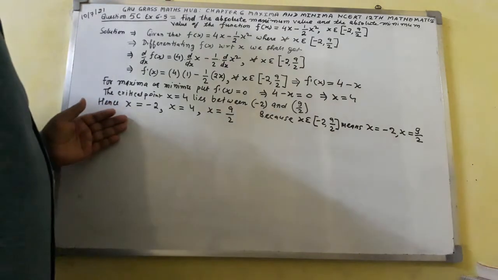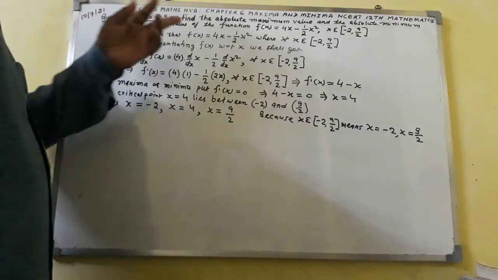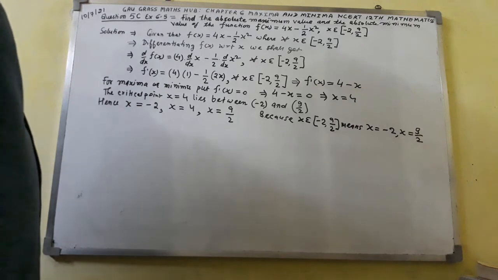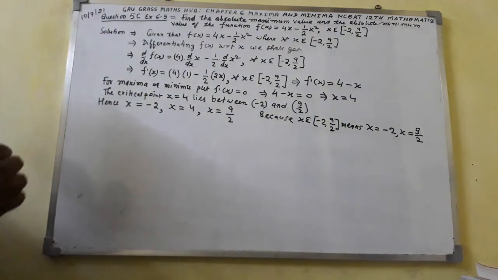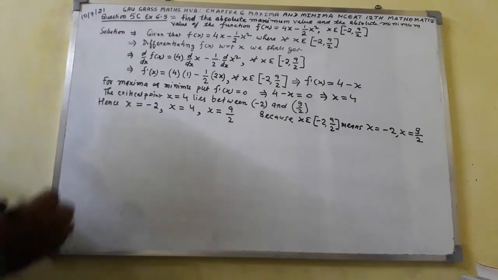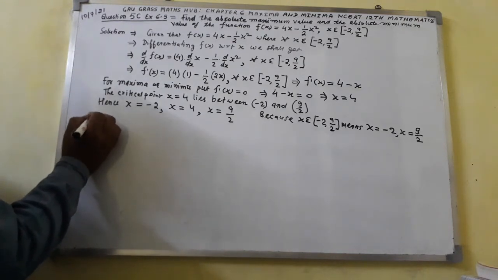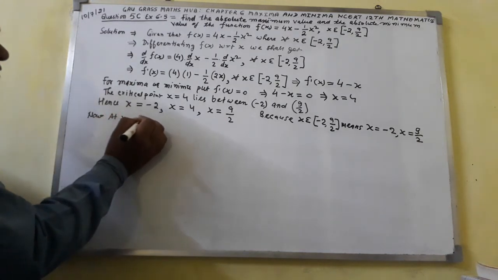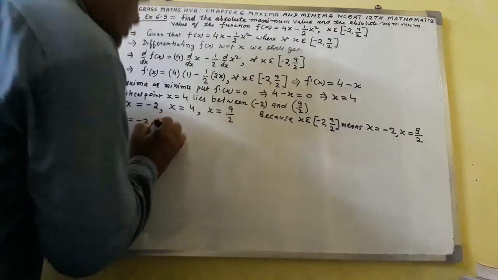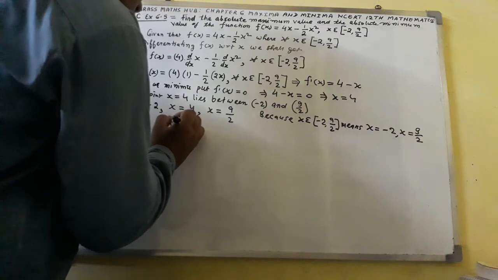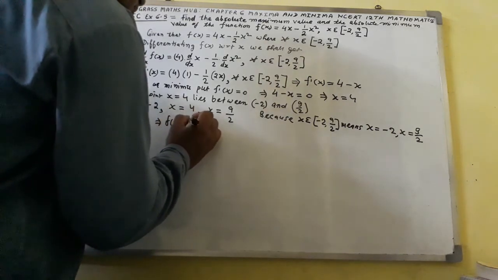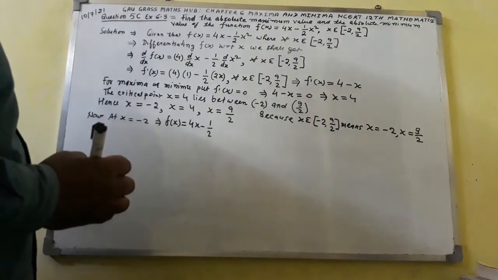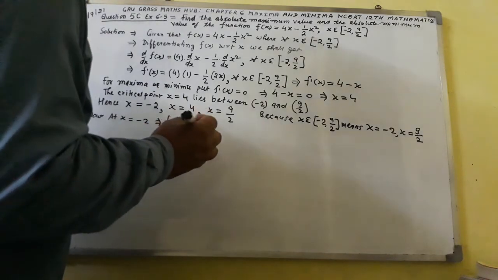These values will be put in the given function in place of x. Then see what happens. Here again I shall write, now at x is equal to minus 2, implies that f of x is equal to 4x minus 1/2 x square.